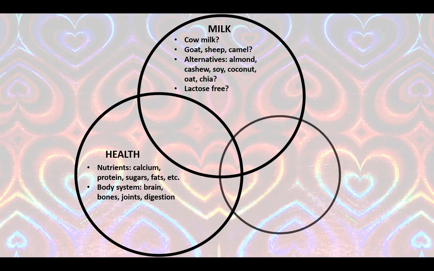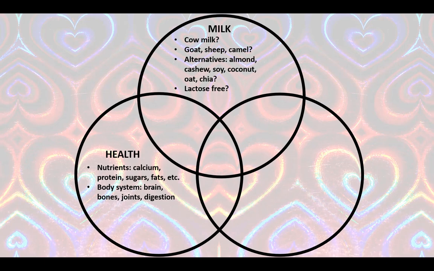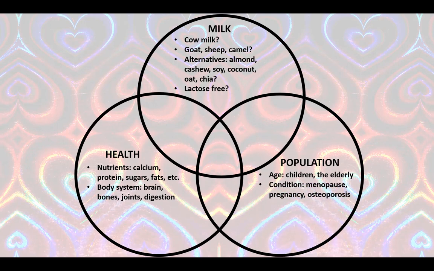And finally, we need a third circle because we need to decide what type of people we're looking at. Population will be the last circle on this diagram. We could look at the effects of milk on a certain age group or people experiencing a certain condition. We could look at people in a specific geographic region or those of a specific racial or ethnic identity.